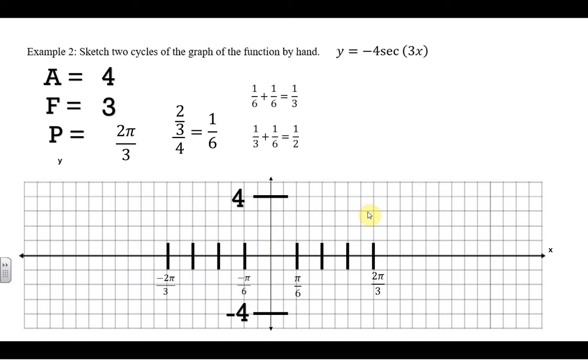And then there's me doing the scrap work. 1/6 plus 1/6 is 1/3, so that's how I get my second critical point. And then 1/3 plus 1/6 is another pi over 2. Now the negative. Cosine usually starts up, but if you have a negative, it's going to start down on that -4 instead of up at the +4. It's a flip, as we would call it in Algebra 2. We'd always say you got to flip it.